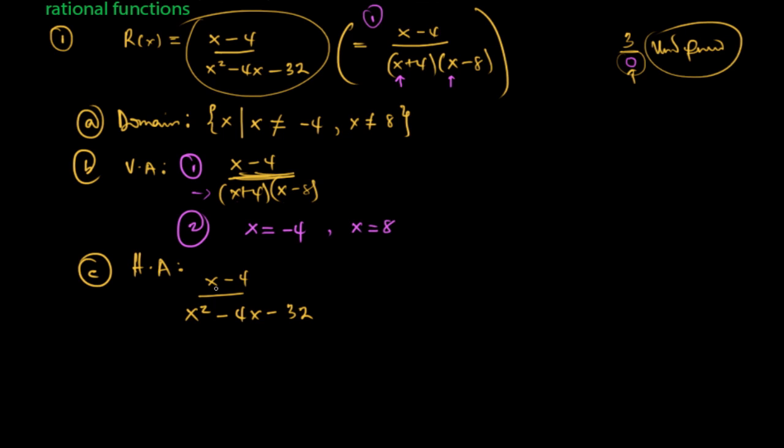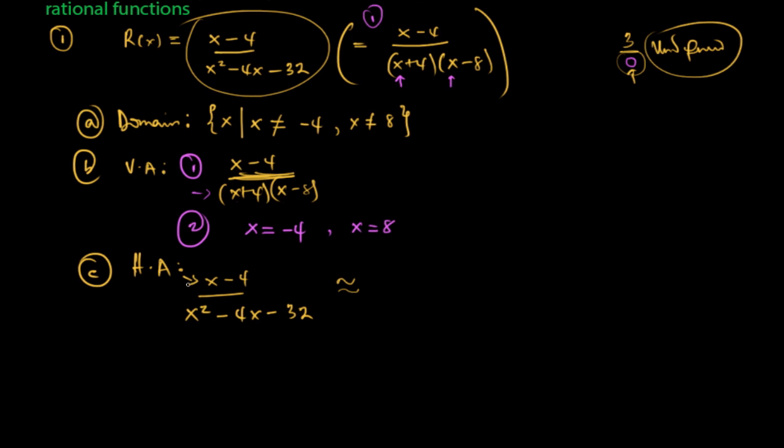Now to find the horizontal asymptote, it simply means you're trying to find what the rational function tends to as x becomes infinitely large. That's exactly what it means. Before I find what the rational function tends to as x tends to infinity, I want to approximate the rational function. To approximate it, I have to consider both the numerator and the denominator.